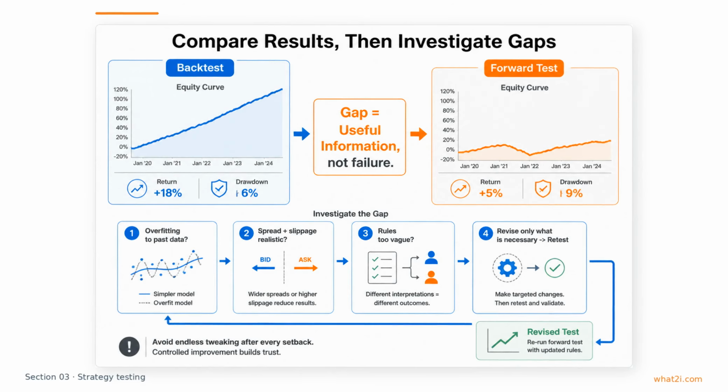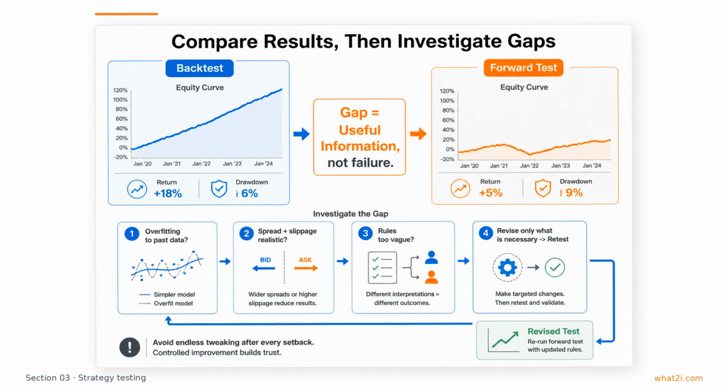If forward results come in much weaker than backtest results, that gap should be investigated instead of ignored. Sometimes the problem is overfitting, where the rules matched old data too closely and did not generalize well. In other cases, the assumptions about spread, slippage, or trade execution were too optimistic. Vague rules can also create problems because they may have been interpreted one way in the backtest and another way in live conditions. The key is to revise only what is necessary and then retest. Constant tweaking after every setback usually creates confusion rather than improvement.